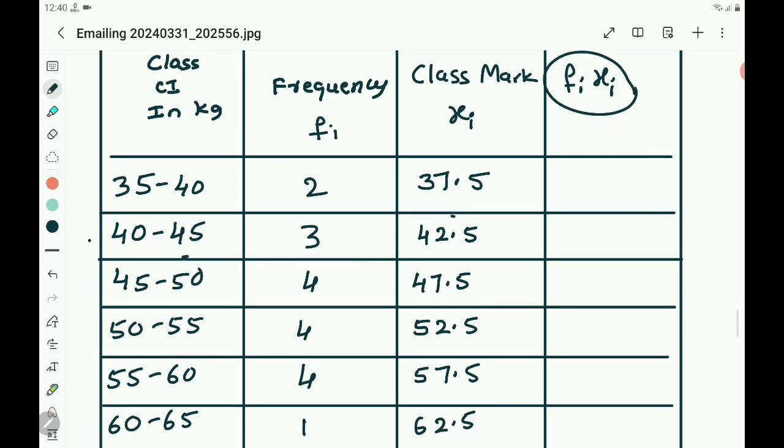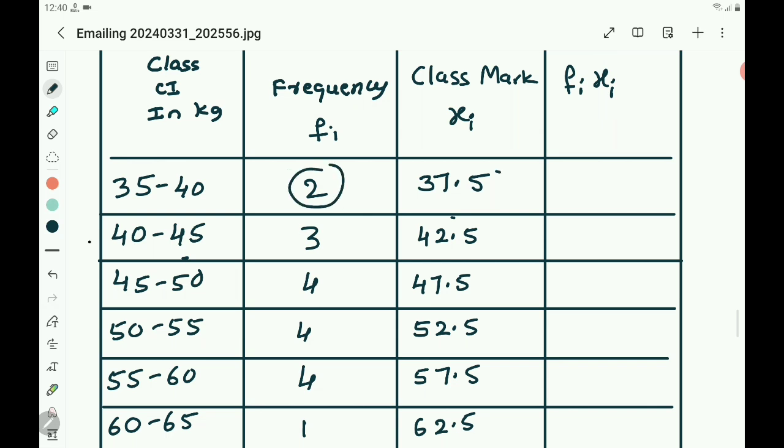Next, fi xi. fi xi is 2 into 37.5. 2 5s are 10, 2 7s are 14 plus 1, 15, 2 3s are 6 plus 1, 7. So 75. Next 42.5 into 3. 5 3s are 15, that is 5 and 1 carry. Then 3 2s are 6 plus 1, 7.